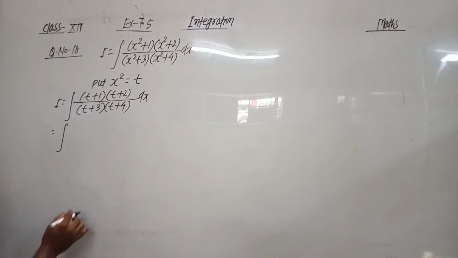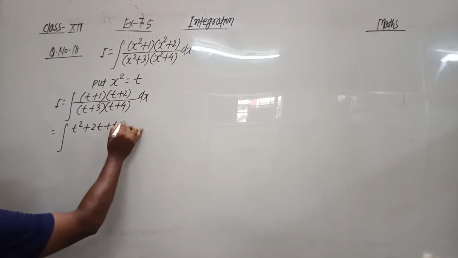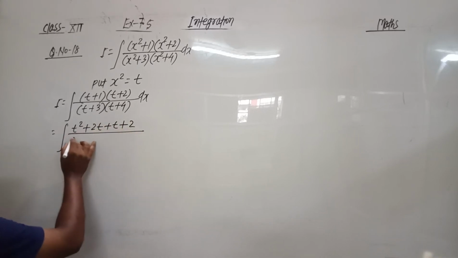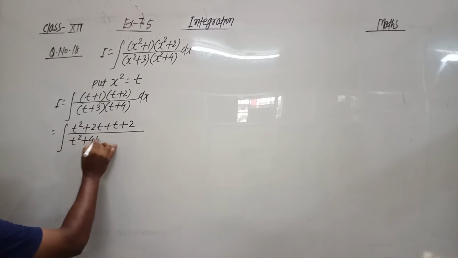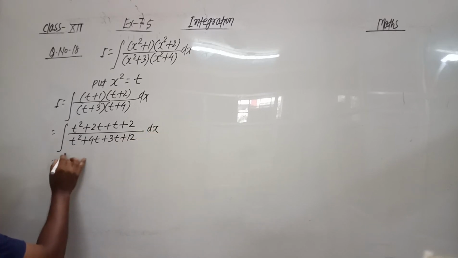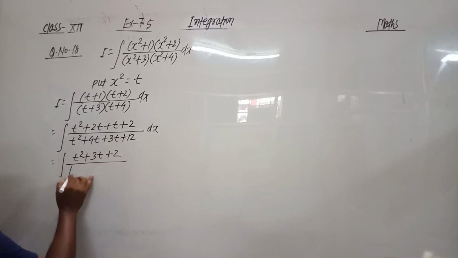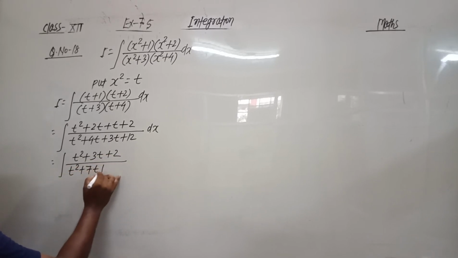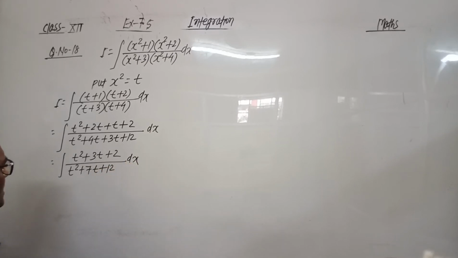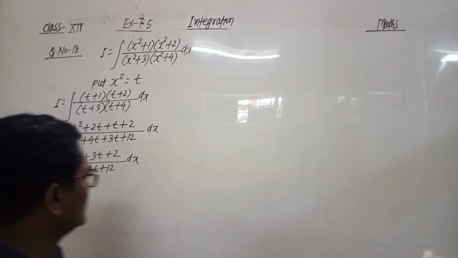Now remove the bracket by multiplying the corresponding terms. The numerator becomes t square plus 2t plus t plus 2 and the denominator t square plus 4t plus 3t plus 12, dx. Then we get t square plus 3t plus 2 upon t square plus 7t plus 12, dx. Now the degree of numerator and denominator are both equal, so in this case we will have to divide numerator by denominator.